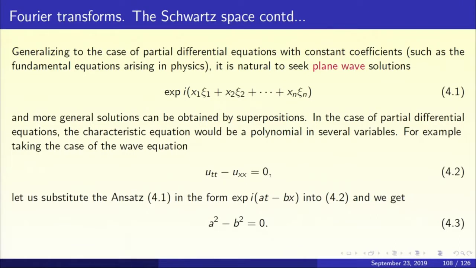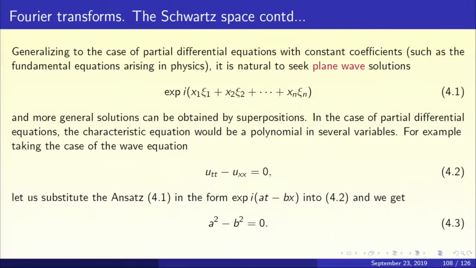So now let us take the case of the wave equation, u_tt minus u_xx equal to 0, equation 4.2 that is displayed in the slide. So what happens to 4.1? Here your x1 is t and your x2 is x. So your plane wave solution 4.1 is exponential of i times (at minus bx).